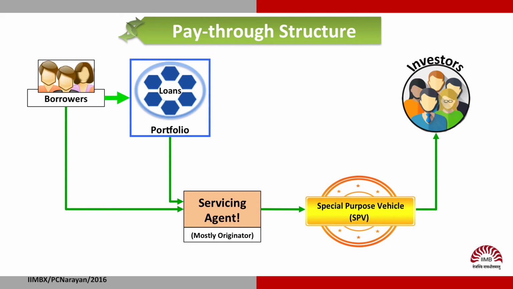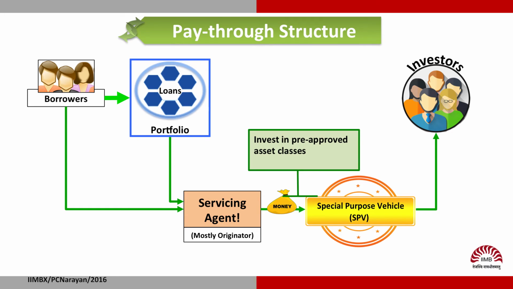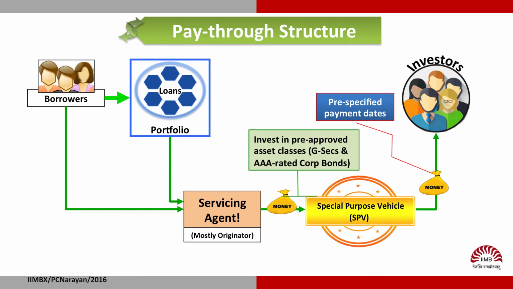As in the pass-through structure, payments are collected on the due date by the originator and remitted to the SPV after deducting charges, if any. The SPV in turn invests these amounts so collected in asset classes that have been pre-approved, such as government securities, AAA rated corporate bonds, and so on. On the pre-specified payment date, the payments are released to the investors by liquidating the above investments. Prepayment of loans are also handled in an identical manner.